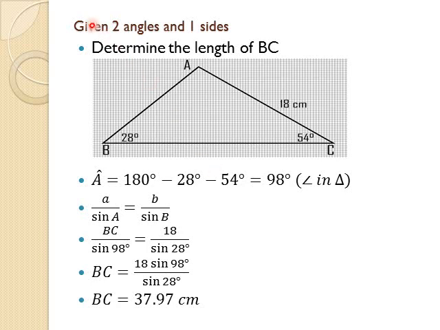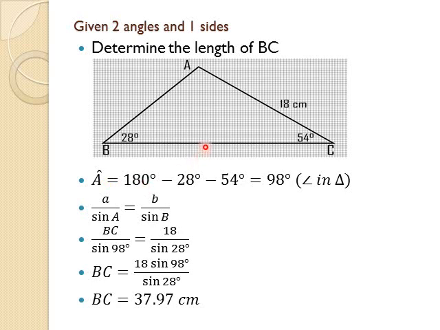Right, so in the next problem now, we've given you 2 angles and 1 side. They want us to determine the length of BC. So BC faces angle A. So I first have to find the size of angle A to be able to find BC. So I have 2 angles. We assume you remember 3 angles in a triangle add up to 180. So angle A is 180 minus the 28 minus the 54, which gives me 98 degrees. My reason, angles in a triangle equal 180.